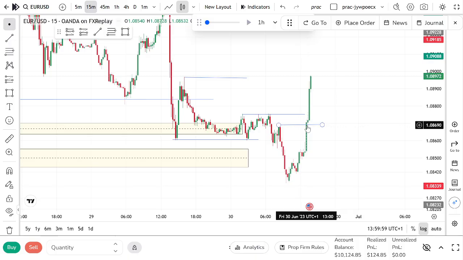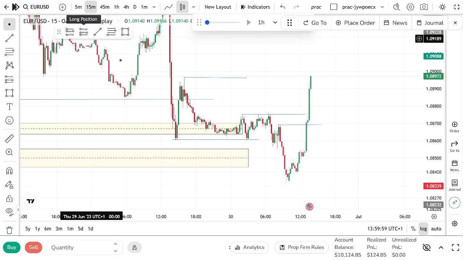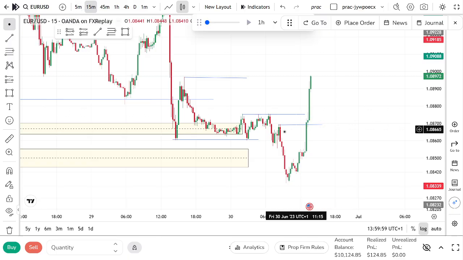Now that it has formed a change in state of delivery here, you can see it has formed change in state of delivery here. Hasn't it formed? It has now. This 15 minutes, this is the last leg. We will now be looking for an opportunity to enter.